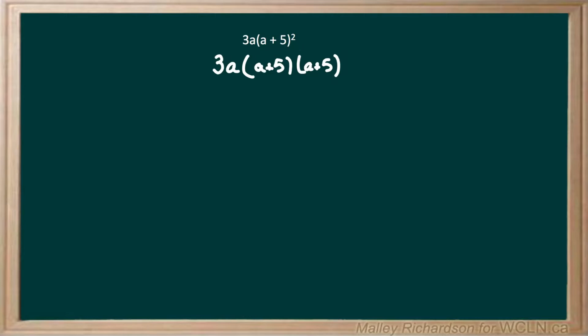So now we're going to use our distribution laws and distribute this a and this 5 to everything inside our second set of brackets. So let's first start with our a. We're going to multiply it by the a and the 5 in our second bracket. So we have the 3a out front multiplied by a times a, which is a squared, plus a times 5, which is 5a. Now we're going to take our 5 and multiply it by everything inside the second brackets. So 5 times a is 5a, and then 5 times 5 is 25.